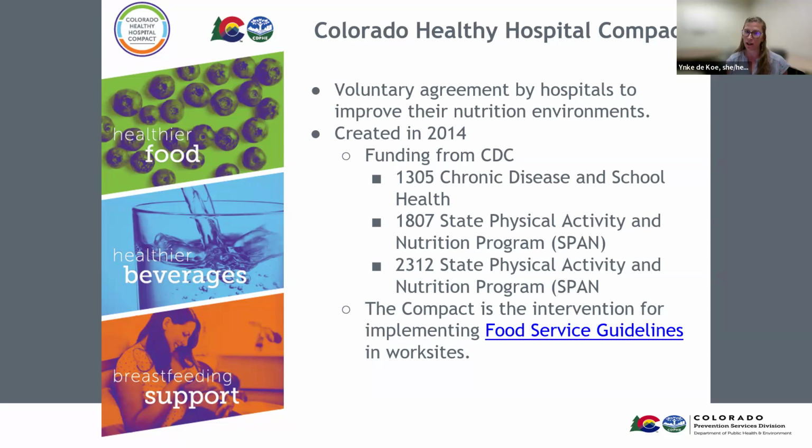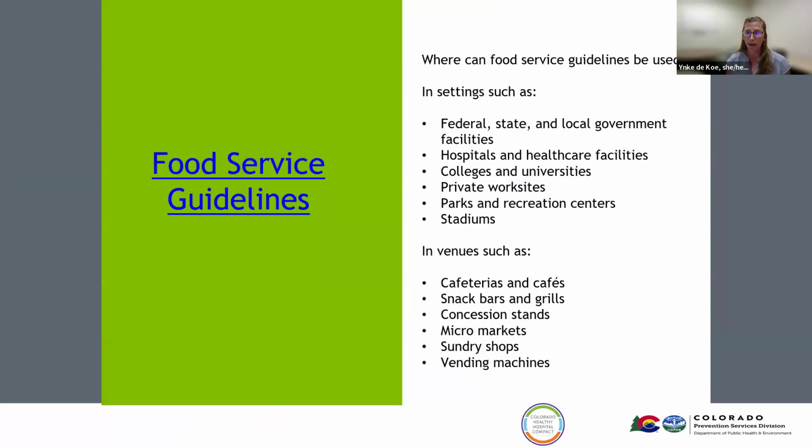You'll see their numbers, 1305, 1807, and 2312. I'm not going to go into the nuance of these funding requirements, but that's how a state health department is allowed to do this work. We get funding from the CDC to do a strategy called food service guidelines in worksites. This is the federal government's way of asking how we improve nutrition environments through a set of nutrition criteria. These guidelines can be used in a variety of different settings: federal, state, and local government, hospitals, colleges, and really focusing on those venues within each of those settings, such as the cafeterias, the cafes, the snack bars, the concession stands.